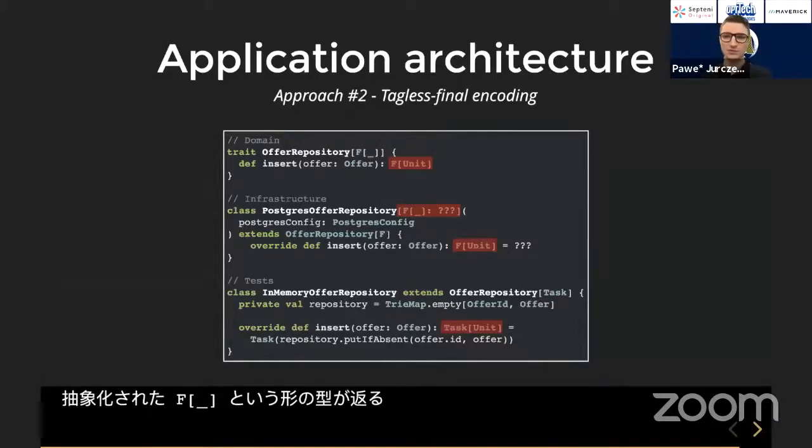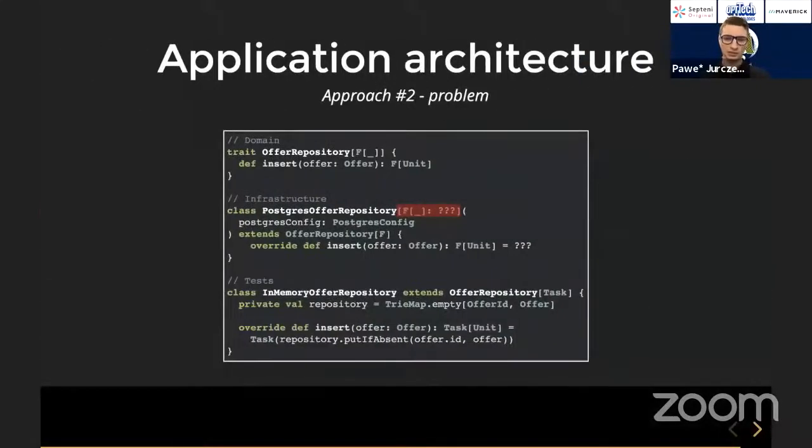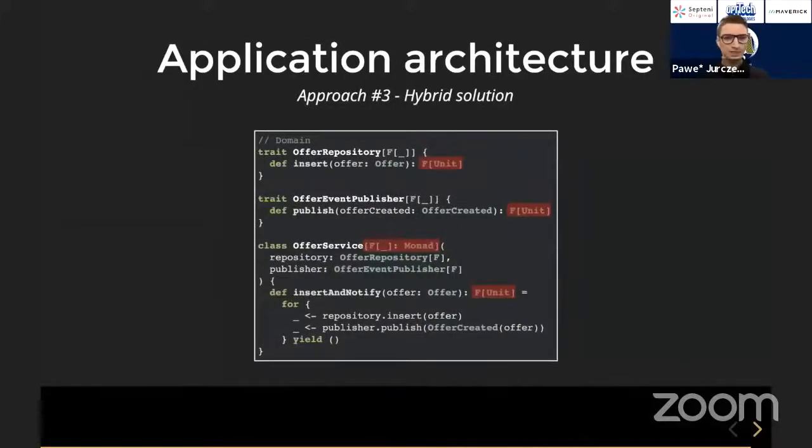This is the approach I'm using. So basically, I'm using a combination of those two approaches I have shown you, and I'm taking the best of both worlds, actually. Okay. So in the domain layer, I have the tagless final approach. My business logic, my domain logic is completely free of any implementation details.